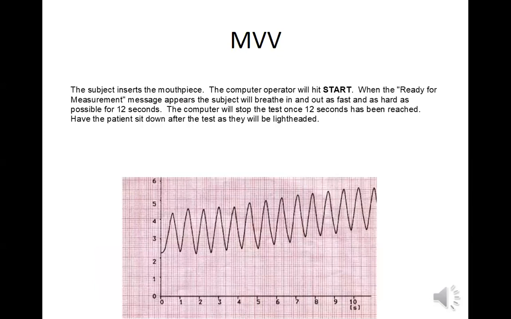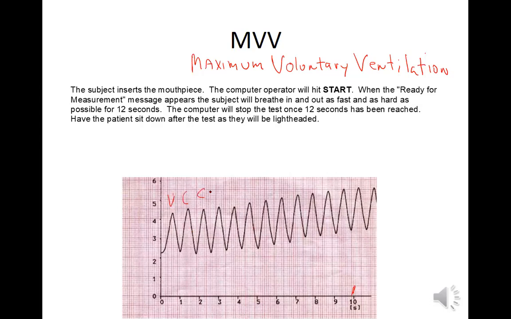That's the main thing. This one is your MVV, maximum voluntary ventilation. This is a tough one. Now, this is only done over 10 seconds in the lab because you'd pass out. So these are all vital capacities, over and over in 10 seconds.